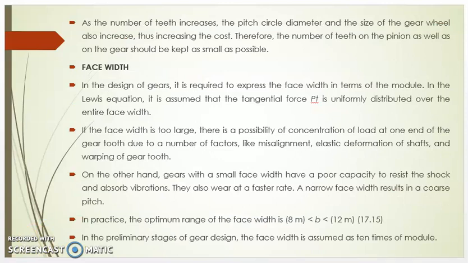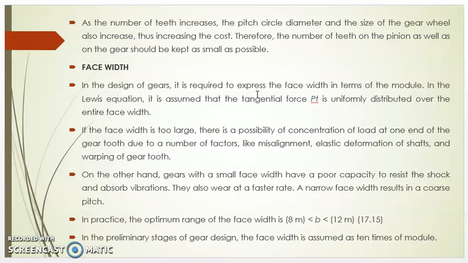As the number of teeth increases, the pitch circle diameter and the size of the gear wheel also increases, thus increasing the cost. Therefore, the number of teeth on the pinion as well as on the gear should be kept as small as possible. Now we will see face width. In the design of gears, it is required to express the face width in terms of the module. In the Lewis equation, it is assumed that the tangential force Pt is uniformly distributed over the entire face width.